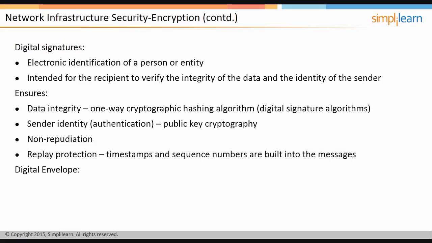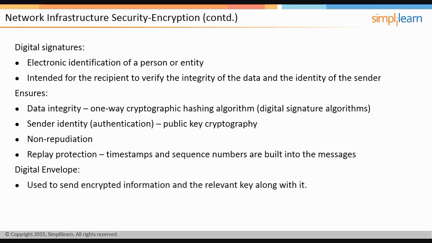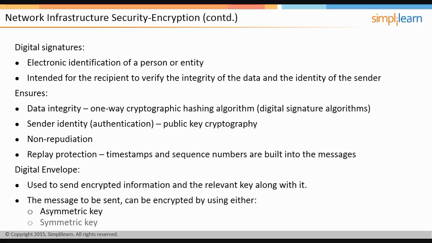Digital envelope. Used to send encrypted information and the relevant key along with it. The message to be sent can be encrypted by using either asymmetric key or symmetric key. You will now attempt a question to test what you have learned so far.